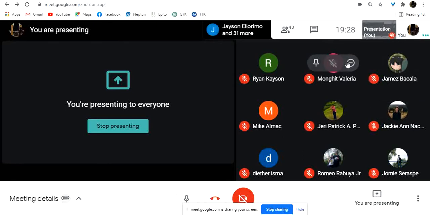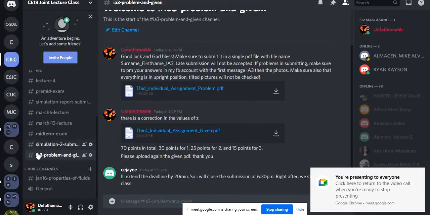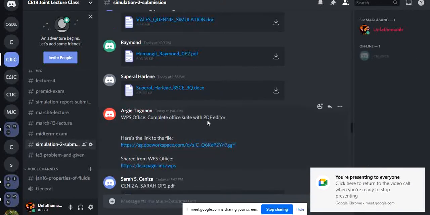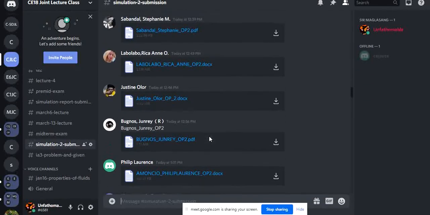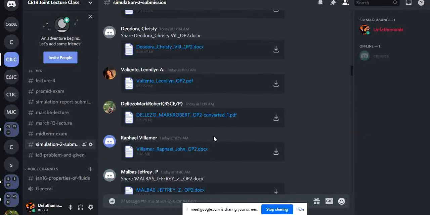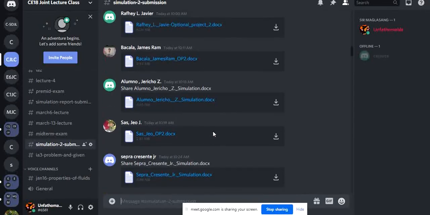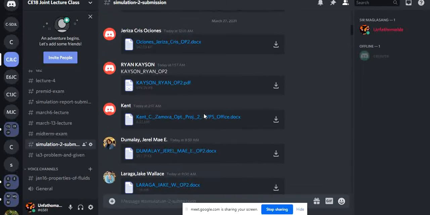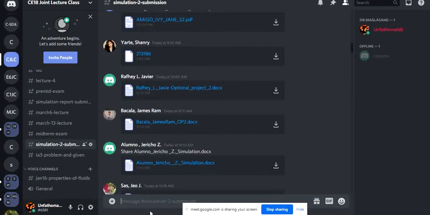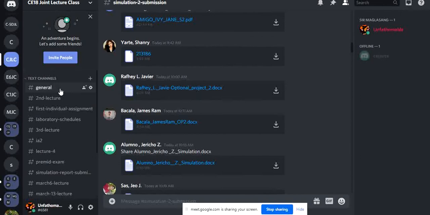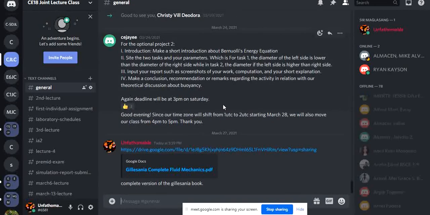Aside from that, regarding the simulation, I told you it will be a single PDF file. Most of you submitted a document file. See? I will not check those who submitted a document file. The problem is, when I open it, it can be edited, so it will be hard for me to check. It is much better if it is PDF because it will not move. I also put in the instruction that it will be in a single PDF file.